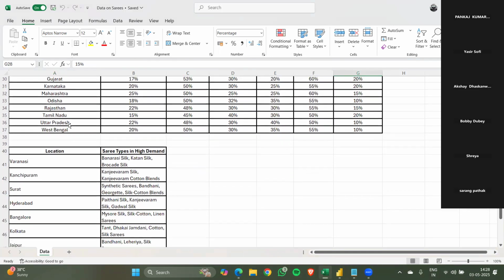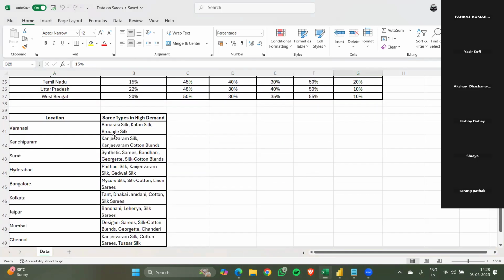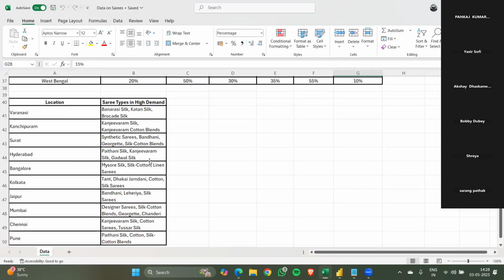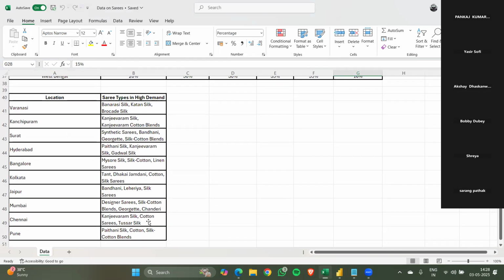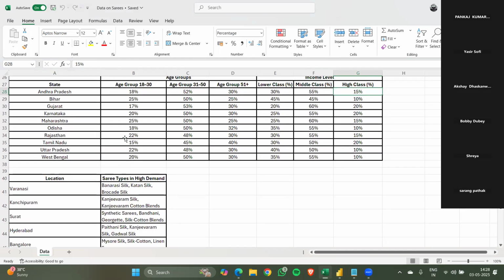Now the top 10 locations and the saree types which were high in demand in those locations: Varanasi had Banarasi saree, cotton silk, and brocade silk. Surat had synthetic sarees, Georgette, and silk cotton blends. Chennai had Kanjivaram silk, cotton sarees, and Tussar silk. Pune had Paithani silk, cotton, and silk cotton blends. So this was some of the market analysis that I did.